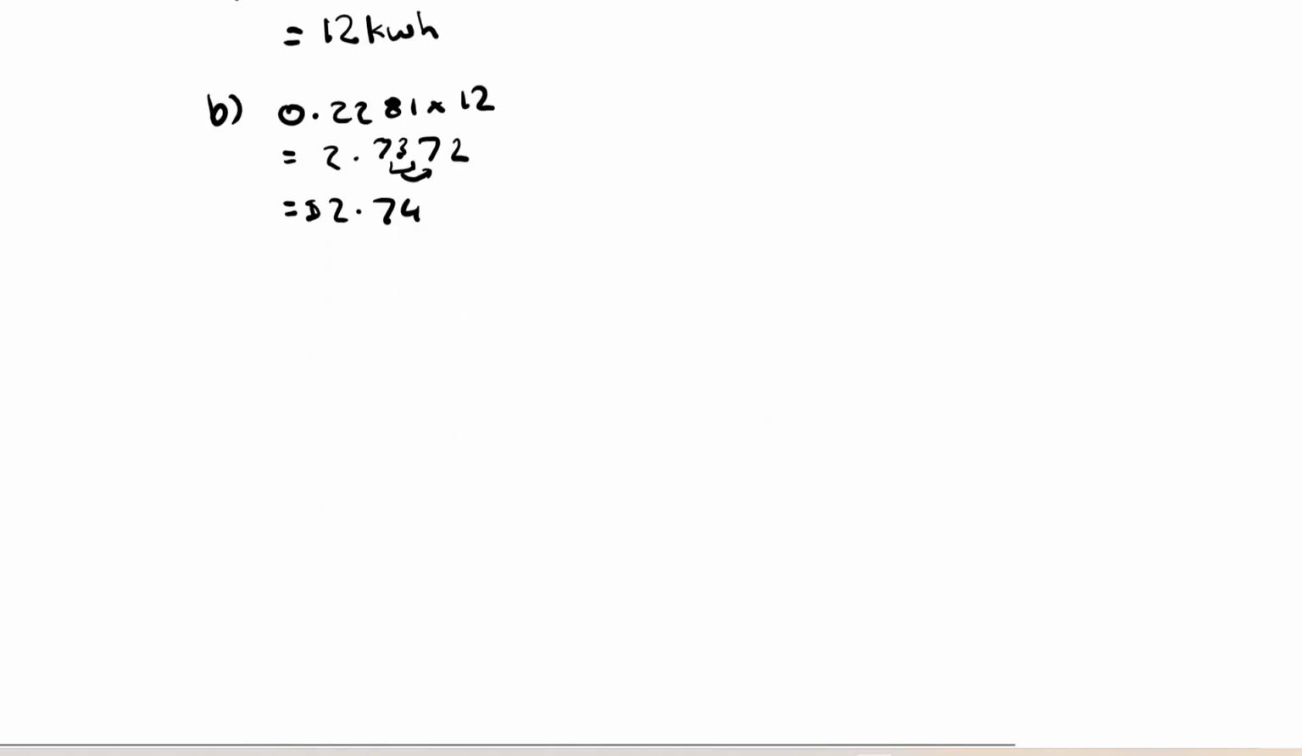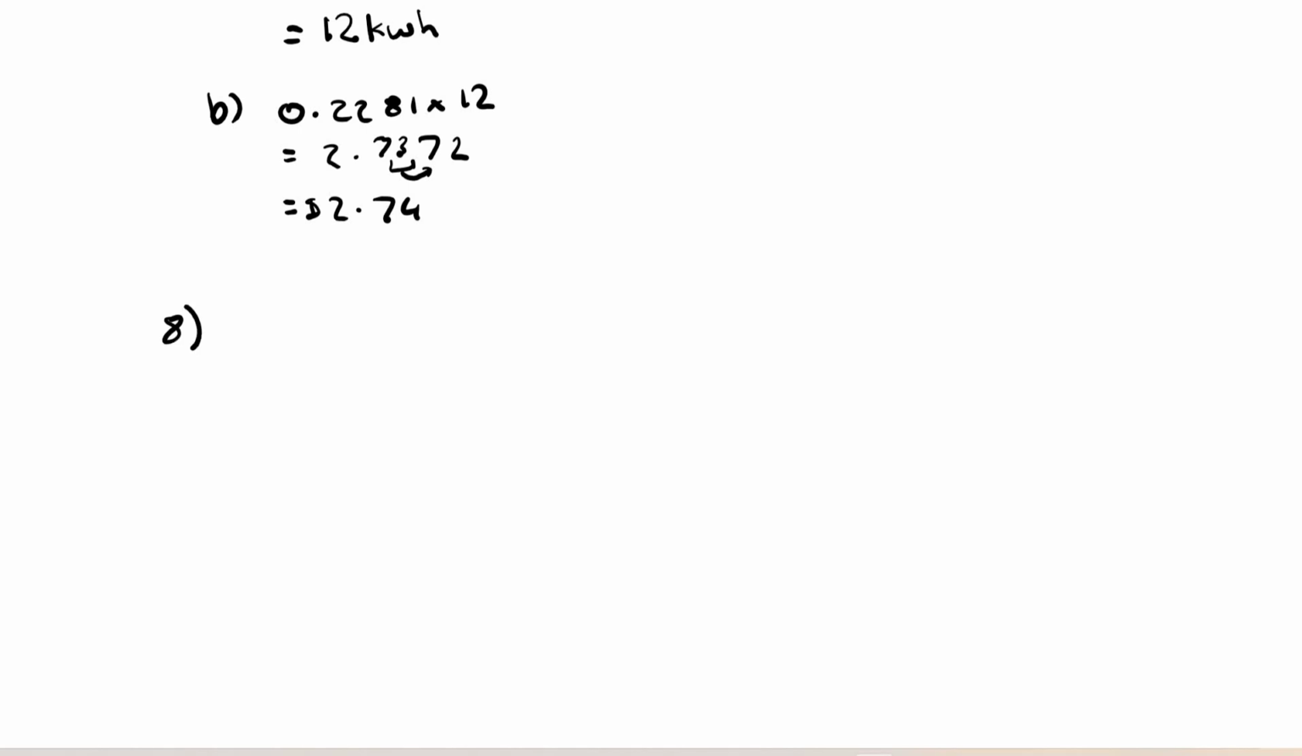Alright. Now let's try a harder question. So let's try question 8 in the textbook. Alright, question 8. The power ratings of various electrical appliances are shown in the table. Alright, so 8a. How much energy is used by the television for 5 hours? We go to the television and it says that the power rate for the television is 300 watts. So TV is 300 watts.